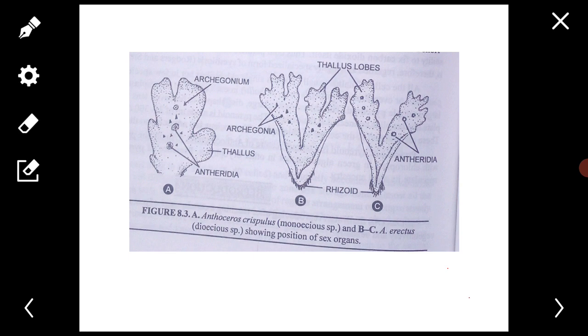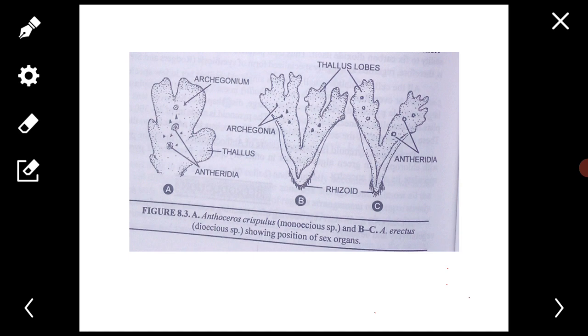The formation of sex organs in Anthoceros has been reported to be dependent on specific photoperiods, meaning duration of light. Anthoceros is a short day plant and the initiation of antheridia occurs in short day conditions, whereas temperature has no effect. The short day conditions prevail in winters and thus the sex organs develop in winters and spring seasons.